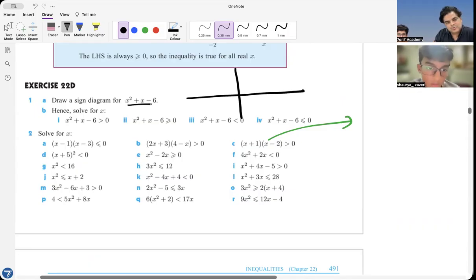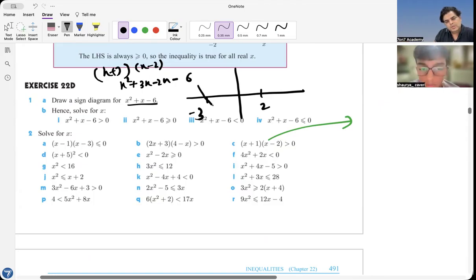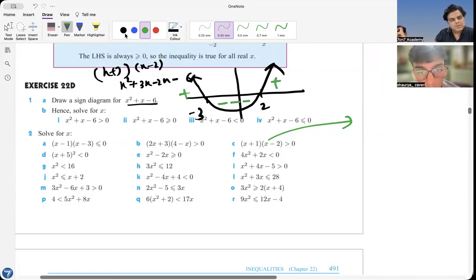So always get the roots of this. How will you get the roots? x squared plus 3x minus 2x, sorry, minus 6. So x plus 3, x minus 2. So one root is 2, one root is minus 3. Opening upward parabola. So this was the graph of that parabola. Now sign diagram means sign of y value. So here negative, here plus, here plus.